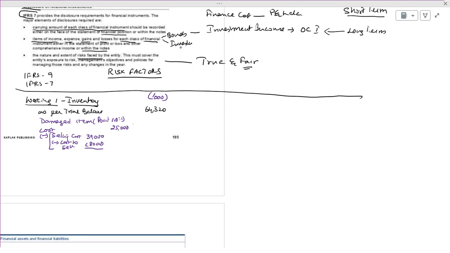Cost to sell is 8,000. Means how much are they realizing? They are realizing only 22,000. What is the value? 25,000. How much are they realizing? Only 22,000. Are they getting loss or profit? Loss, 3,000. See, the value is 25,000. You are selling it for 22,000. Your inventory will increase or decrease?